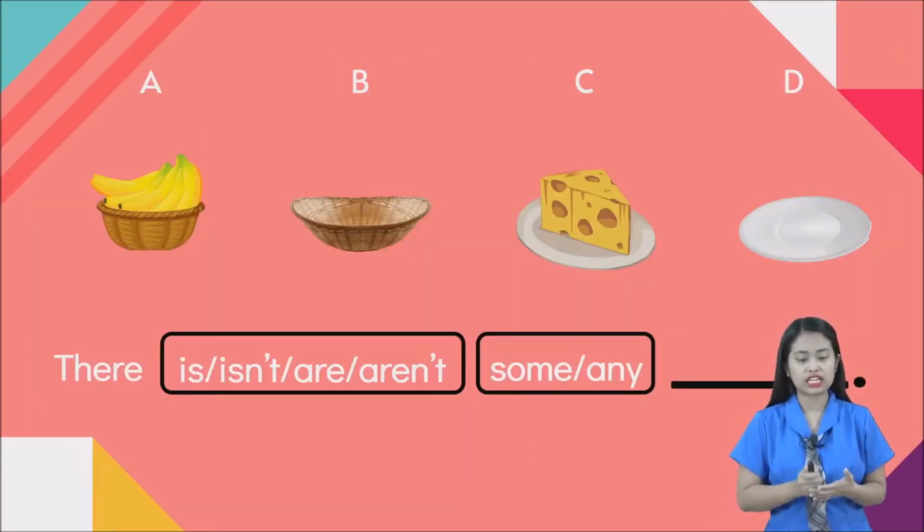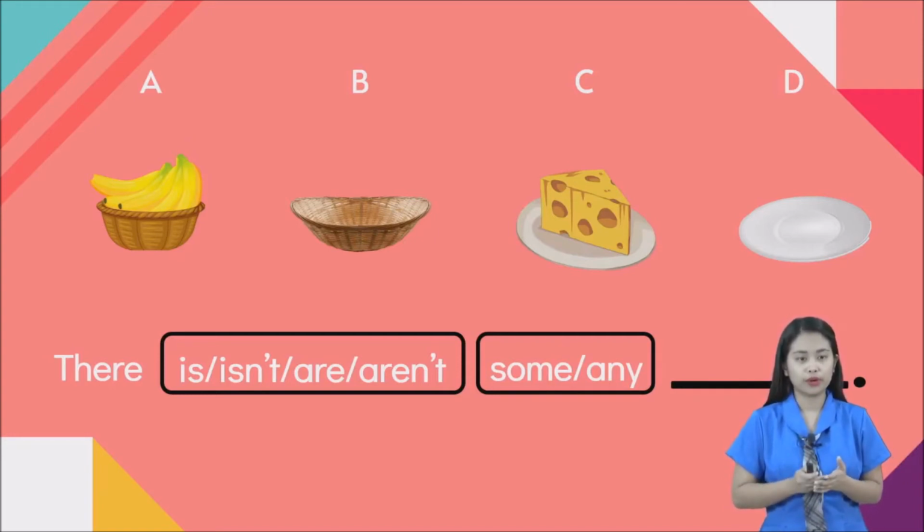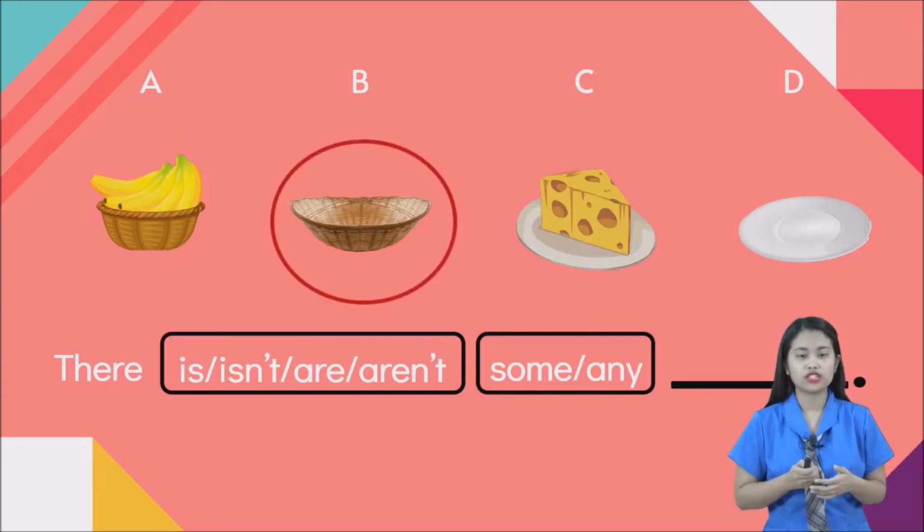Next, let us open your grammar books on page 33. So we are going to answer. The number 1 here is there blank. So on the first box we are going to choose from is, isn't, are, or aren't. As you can see, you can use any word here or you can use any object. So let us choose the letter B, and circle the letter B.